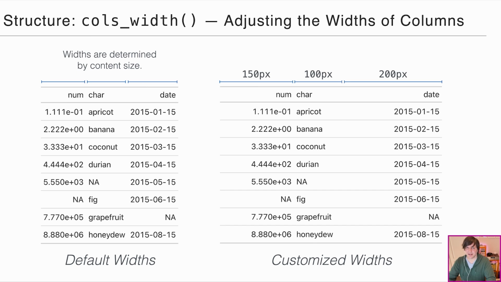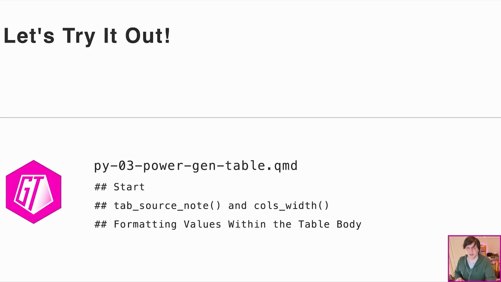Okay, so we see that when the table widths are determined by content size, we get sort of like this tight packing of columns and values together. These are the default widths, but we just customize them by providing that dictionary of values. And so we see here that this column here is 150px, this one here is 100px, and this date column is 200px, just as we provided in that cols width call. So in the notebook that we use later, we go through that in the sections tab source note and cols width.